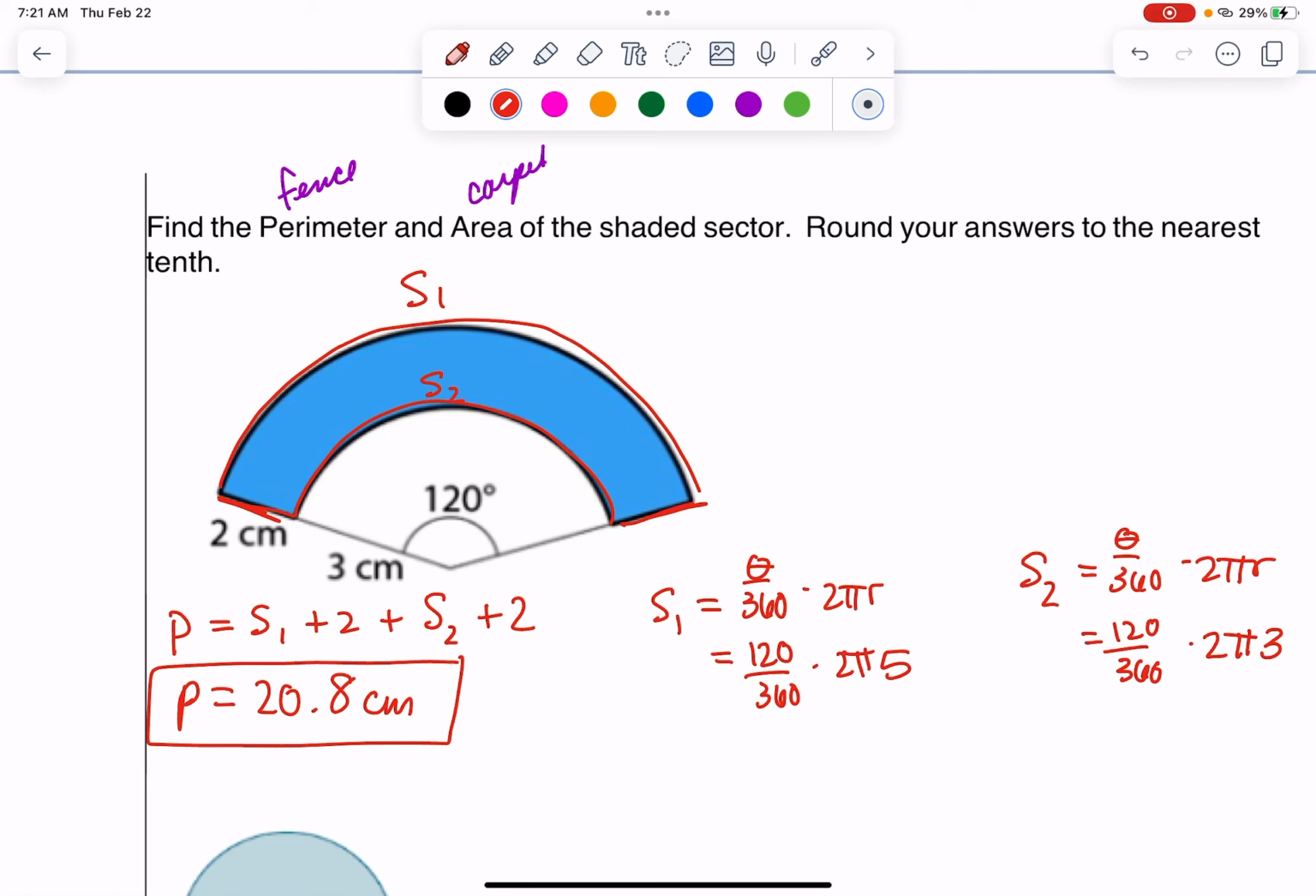So I added this into this, and these are 2's. So that's how we find the perimeter.